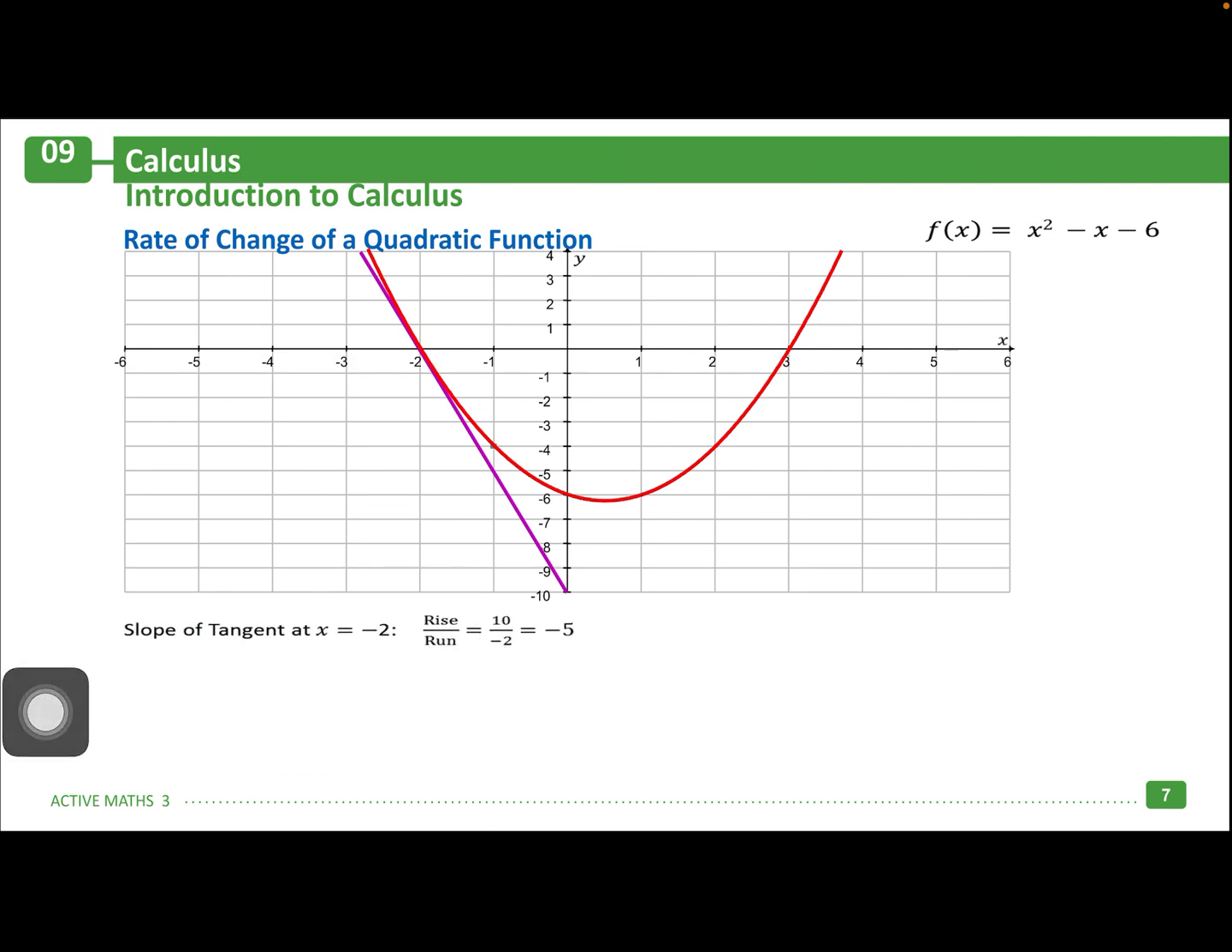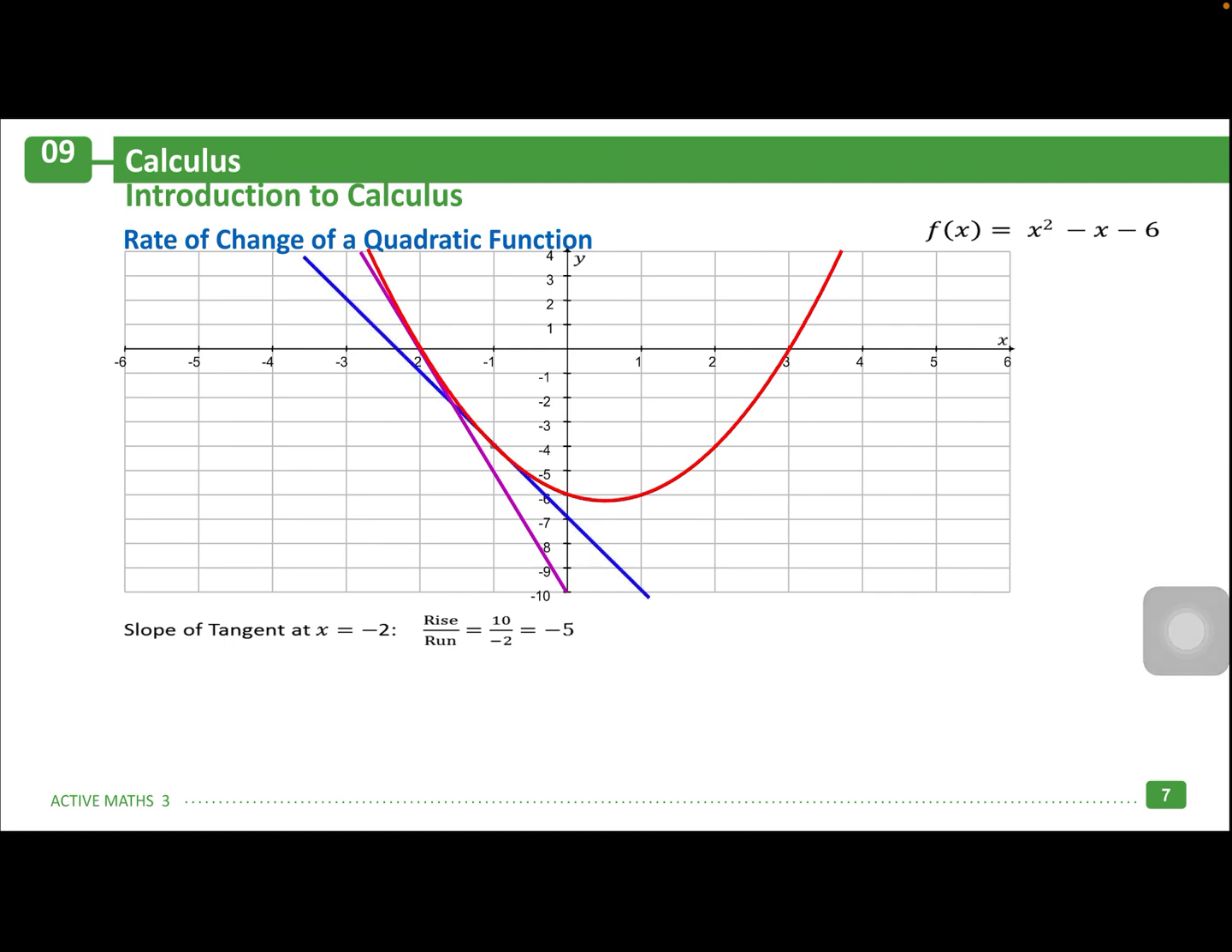Okay, we could do the same thing as we've done before, get the rise over the run. So we could take 2 points, the xy points as minus 2, 0 and then my point of 0, minus 10. And we could get my slope there as minus 5 as well.